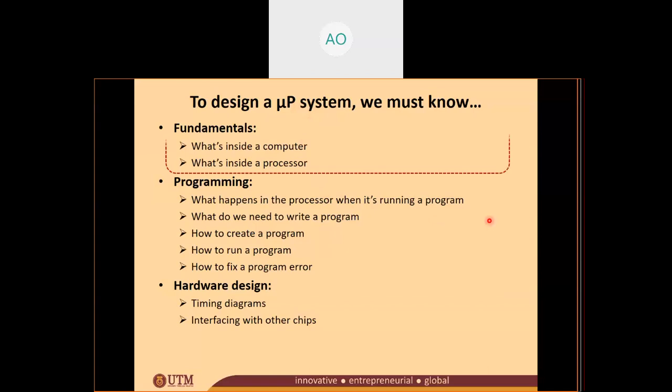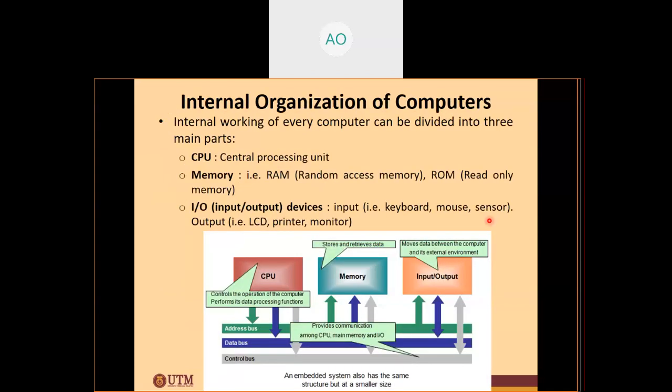So let's look at the fundamentals first. We go to the internal organization of the computer. We want to see what is inside your computer. The internal working of every computer can be divided into three main parts. So there are three main parts that you need to know inside the computer. The first one, we call it the CPU.